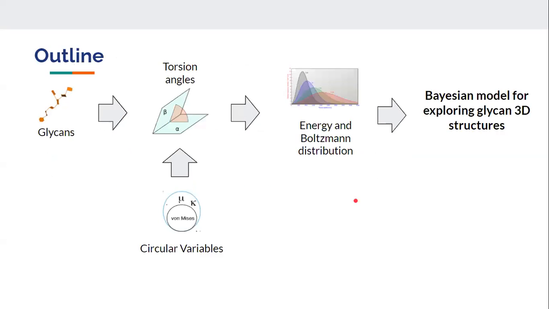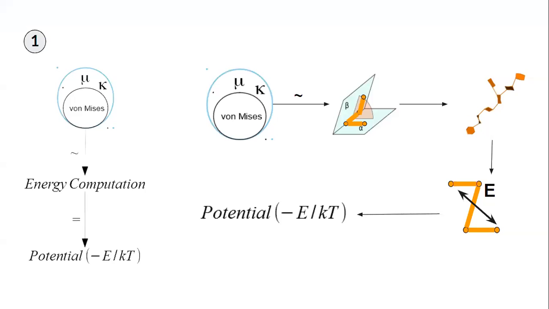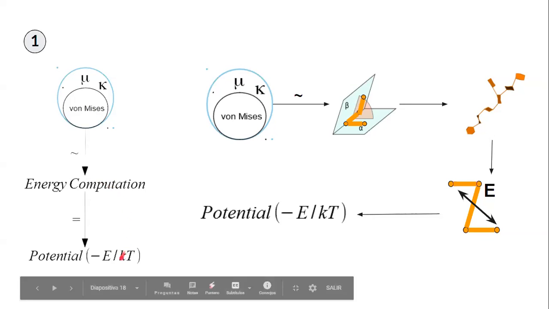Okay, so now we can move on to the Bayesian model for exploring glycan 3D structures. I am actually going to show you two different models. The first one is very simple, and in the second one, things will get a bit more complicated as we add experimental and theoretical data. But for now, let's focus on this diagram of model 1. We have the prior probability on the torsion angles of a given glycan molecule. Then we compute the energy and the potential.